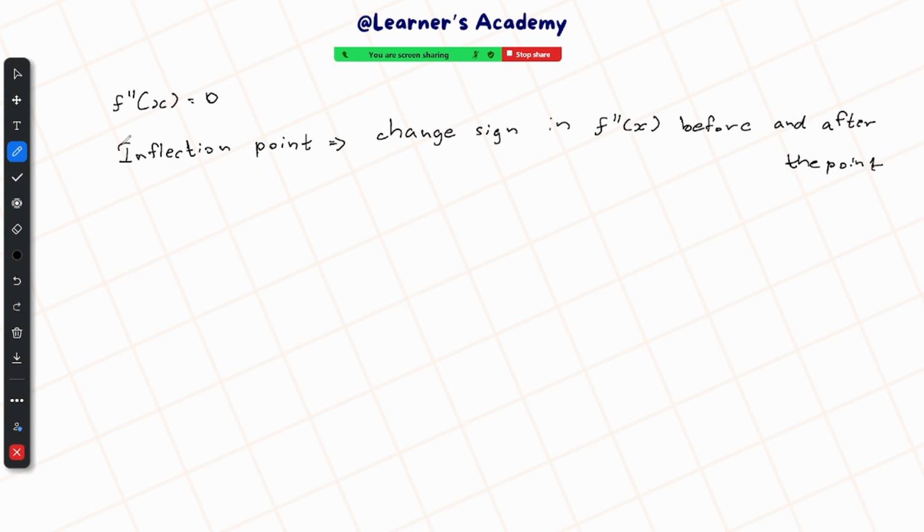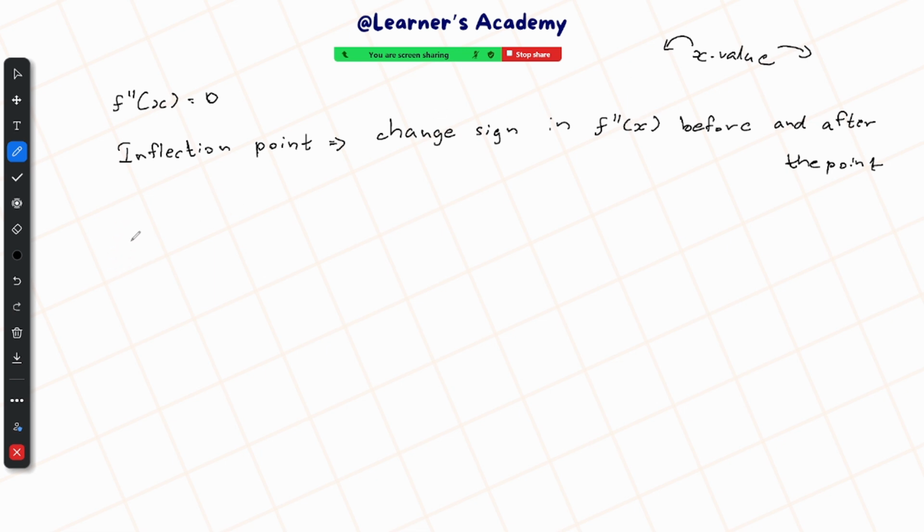So in order to actually determine if it's an inflection point or not, we have to see the surrounding f double prime of x values before and after the point. Okay, we have found a potential x value for an inflection point. What is the nature of f double prime of x before and after the x value? Does the sign remain the same, or did the sign change? Based on that, we determine if it's an inflection point or not. So an inflection point basically means the sign changes before and after the x value.